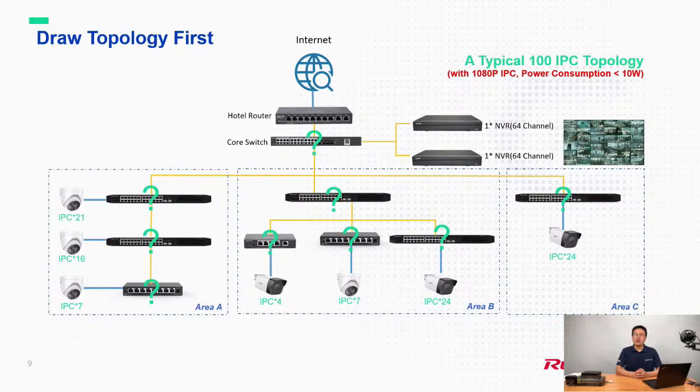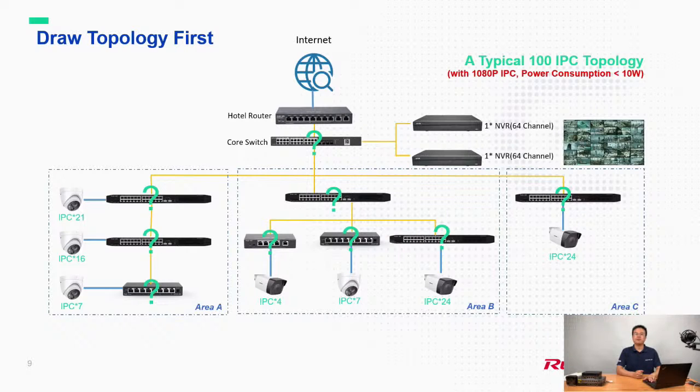Also, there is a core switch which connects to the two NVRs directly. The uplink is connected to the hotel router and to the internet. Maybe some camera vendors will provide cloud management, so you can check the videos from the cloud, and can also have some video streams going to the internet.